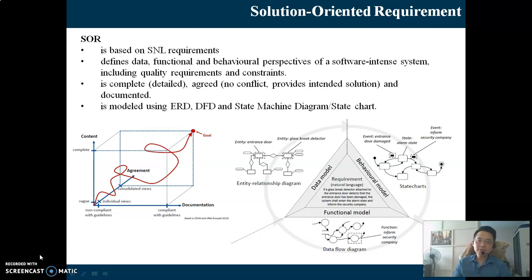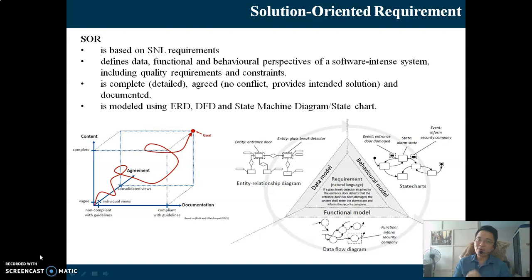The requirements should also reach agreement, whereby there are no longer individual views, but rather consolidated views. A set of consolidated views has minimal conflict and provides the intended solution. Last but not least, requirements should be documented. Documentation ensures that the requirements are compliant with the guidelines of the system design, and it's a good software engineering practice.